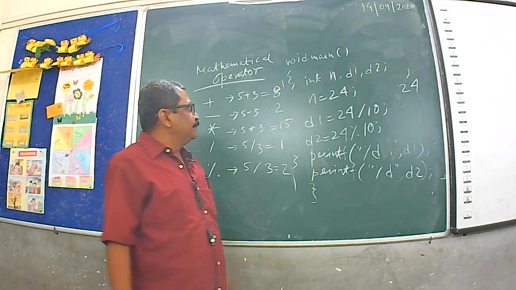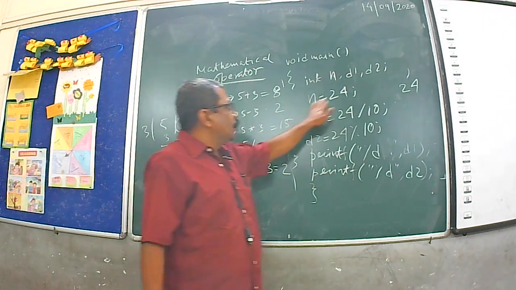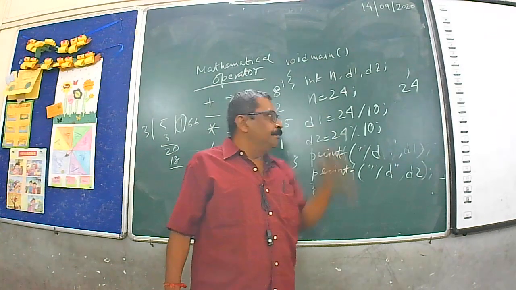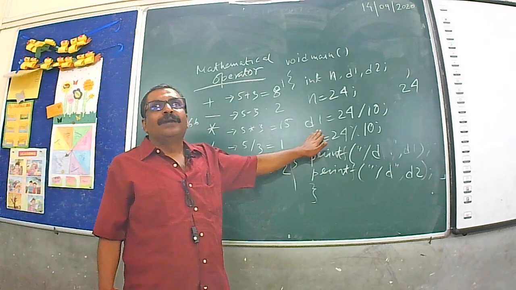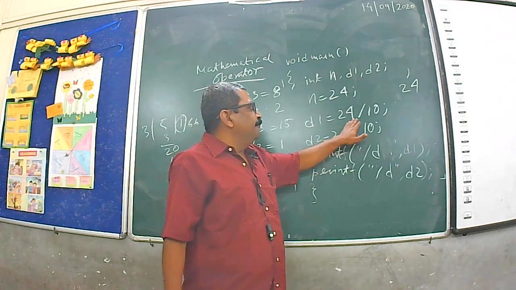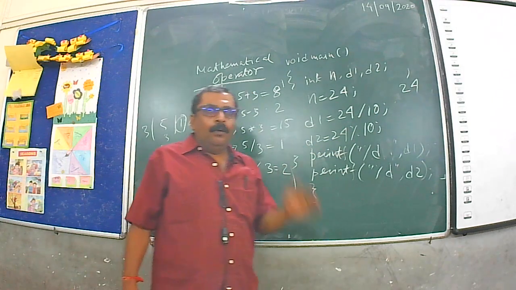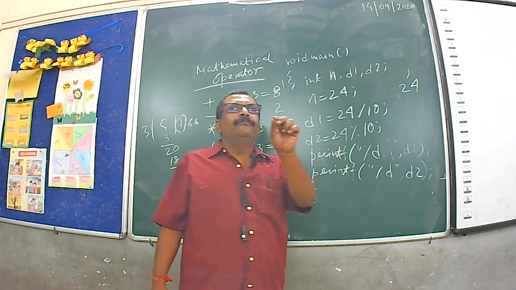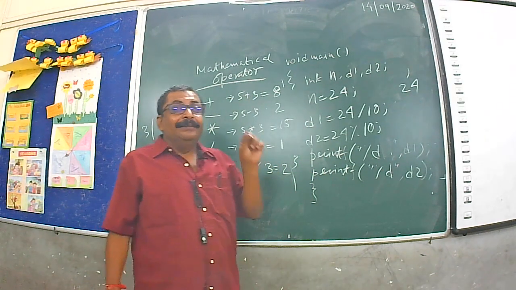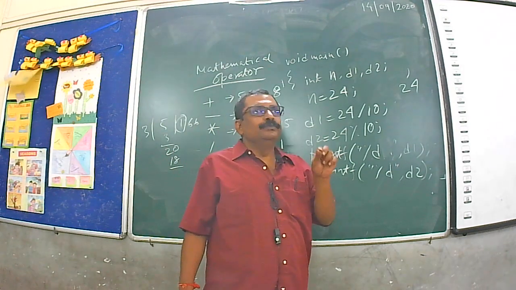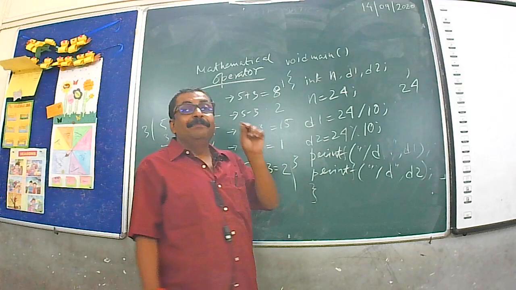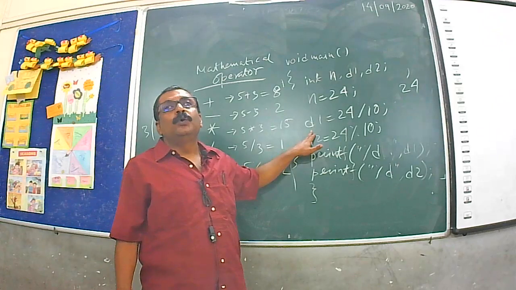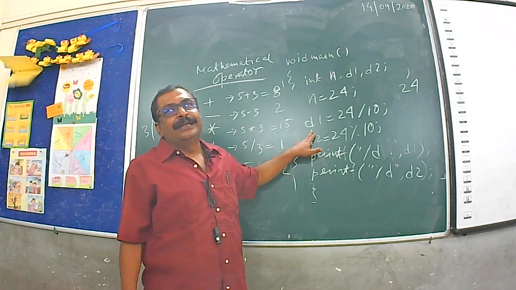What is the calculation for that? First, I have to declare the number. So, n is equal to 24. The number 24 has been stored into n, plain and simple. d1, digit 1, is equal to 24 divided by 10. Now, if you divide 24 by 10, then you will get 2.4. Here the integral part is 2. So, when you declare the data type int here, that means d1 only stores the integer value, that is 2.